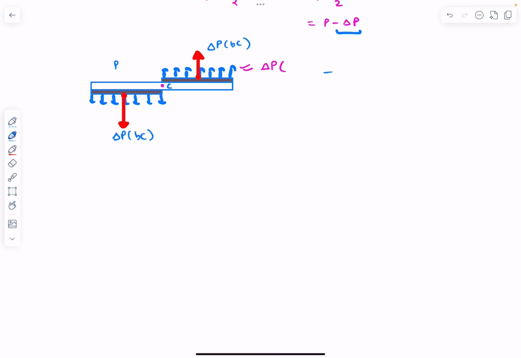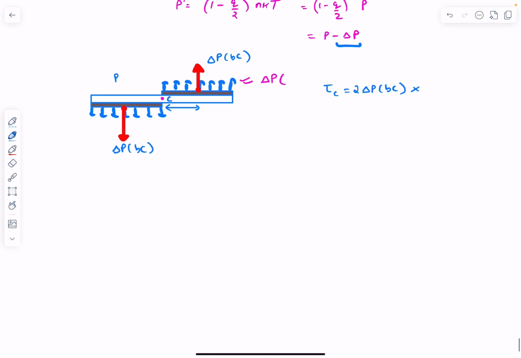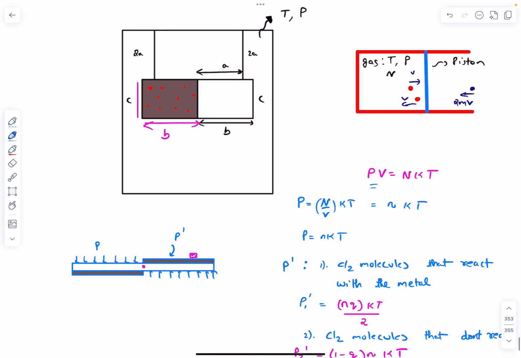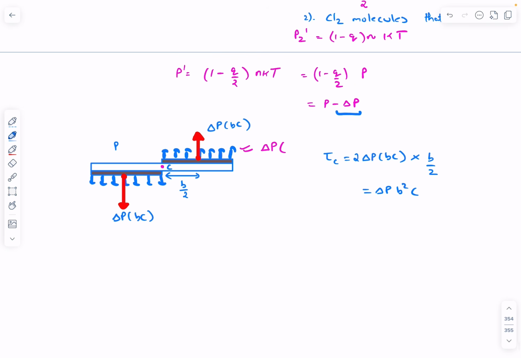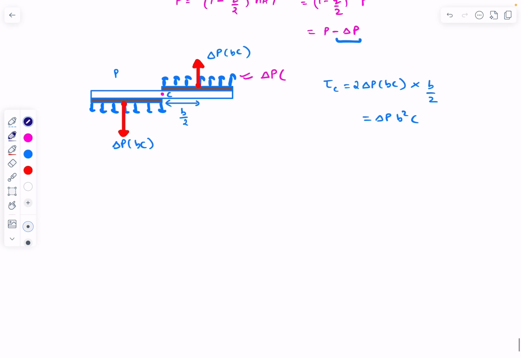Now if you observe, the net torque about the center of mass is going to be delta P multiplied by BC. We'll just multiply it by 2 because both of their torques come out to be the same. This is multiplied by this distance, and that distance, if you observe, is just B by 2. So we have to multiply this with B by 2, and this turns out to be delta P into B square C. Now delta P was equal to QP by 2, so we'll put that in here as well. So this will be QB square C by 2 multiplied by P. So basically we figured out the net counterclockwise torque that the gas molecules apply on this glass plate.